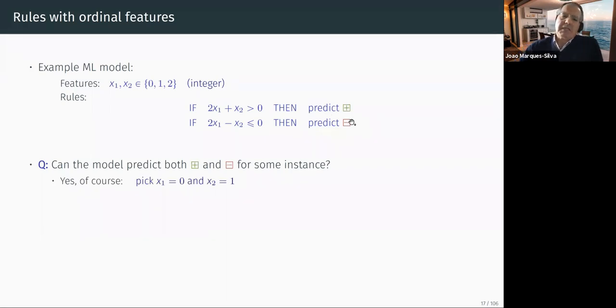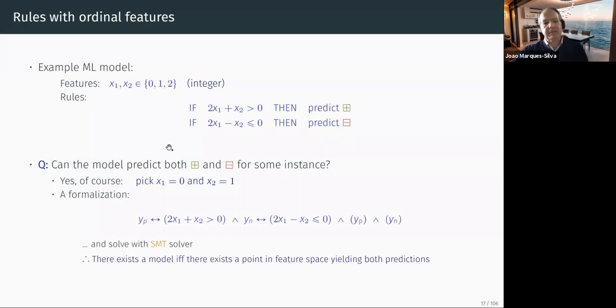The example itself is not that interesting, but we can formalize it with logic. I have a variable pick positive, if this one is true, and pick negative, if this one is true. And I want both of them to be true at the same time. Because I have linear inequalities, I just call an SMT solver. By the way, here it's not completely enough; I would have to put a restriction on domains, but this is just to give you an idea of how it works. Of course, there is a solution to this if and only if I really can have a point predicting both plus and minus.